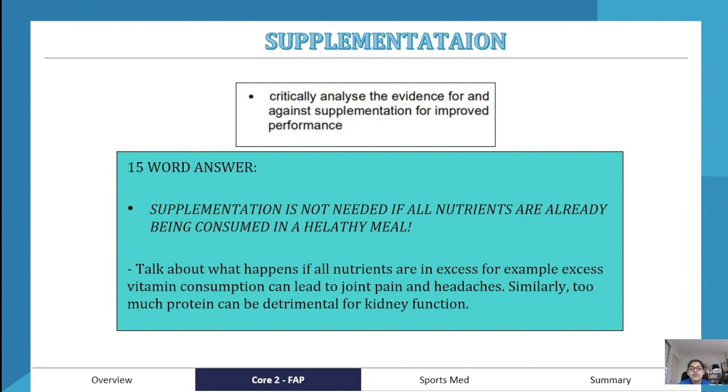Excess consumption of vitamins can lead to joint pain and headaches. Similarly, if you're eating too much protein, that can be detrimental for your kidney function. That can lead to kidney failure too. So that is when, in questions like this, you need to give me reasons for, evidence for, and against. Evidence for could be that most of the time vitamins and minerals aren't catered for in the meals, not enough of them, so you need to include supplementation, especially for example female athletes who are losing a lot of iron through menstruation. For them, they need the supplement. But if you already have a healthy meal that is catering for the right amount of these vitamins and minerals, you don't need to overdo it. So no supplementation if you are already consuming the right amount.